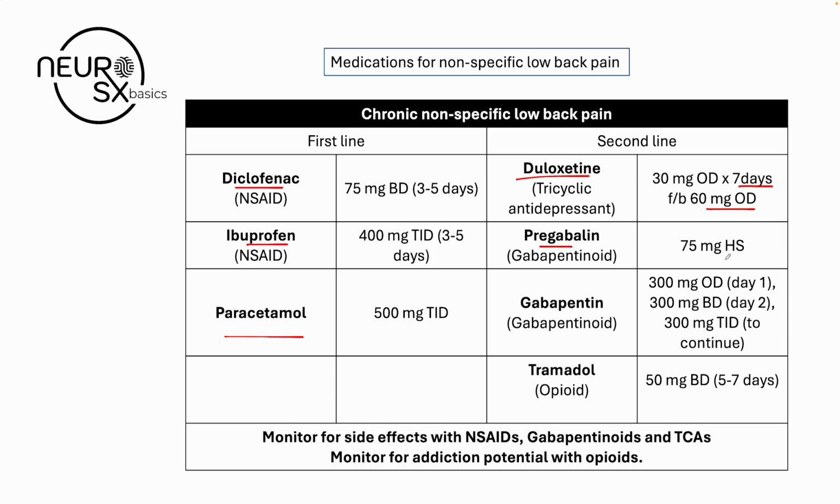Pregabalin can be given at 75 mg HS to start with. If they're tolerating this, then BD, but remember the side effects of pregabalin and gabapentin are quite significant, okay, and they can limit function. So you should consider pregabalin and gabapentin only in patients where your NSAIDs and tricyclic antidepressants have not worked. If you're giving gabapentin, start at 300 mg OD for day 1, 300 mg BD for day 2, and then you can continue 300 mg TID. Tramadol can be given, but again, remember, only for 5 to 7 days.